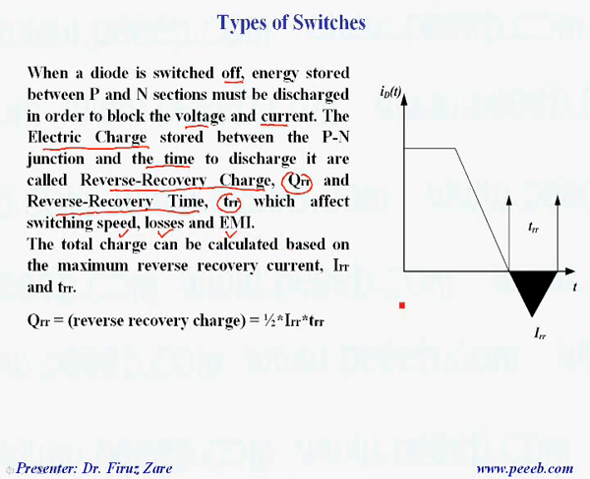So basically we can calculate this charge, which is Qrr. If you look at this triangle, we can calculate this area, which defines the total charge. So if this is the peak of the current, which is called Irr, the maximum reverse recovery current.